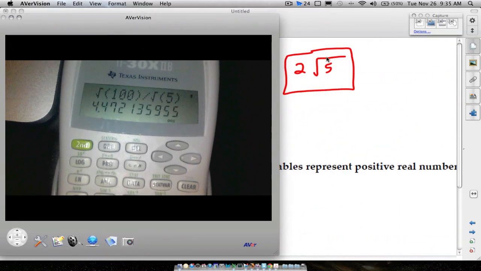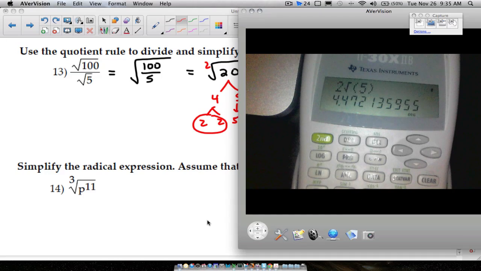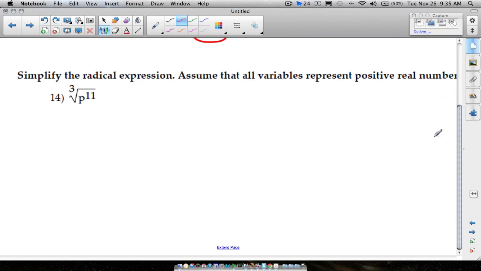And now let's type in our final answer, 2 square roots of 5. Just like that. And notice we get that exact same decimal that we got back here when we first typed this in. All right.